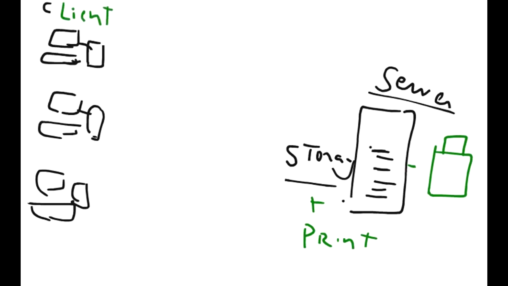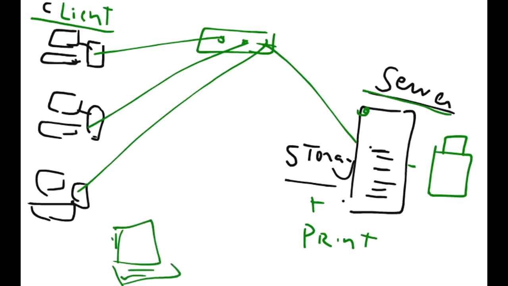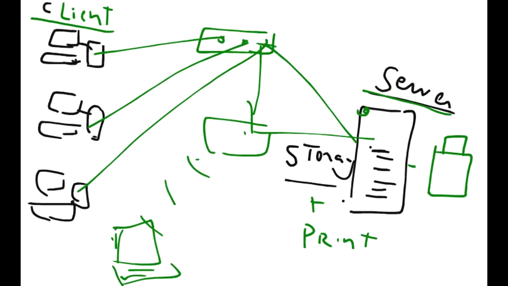So in this architecture, we have got clients and we have got a server. That's why it is called client-server architecture, and they may be attached to each other with the help of a switch or a router, or maybe if a server has also got Wi-Fi. Or maybe if we have got a laptop, then the laptop may be connected to a wireless router to the server. So this is how client-server architecture works.